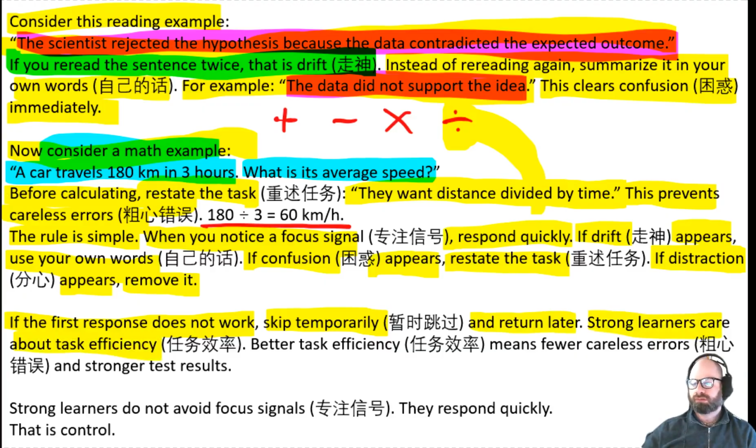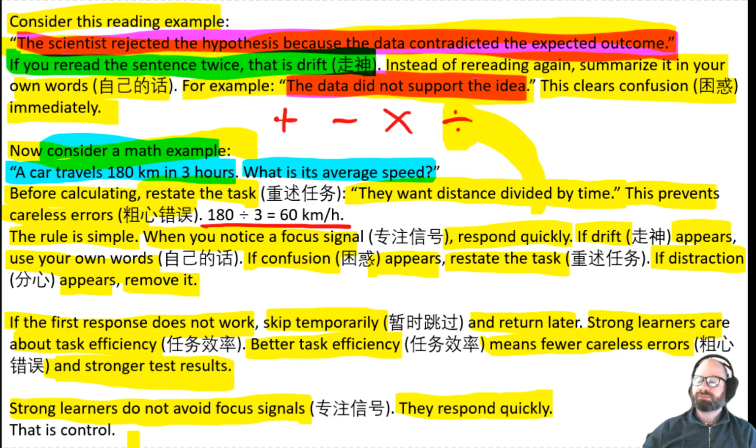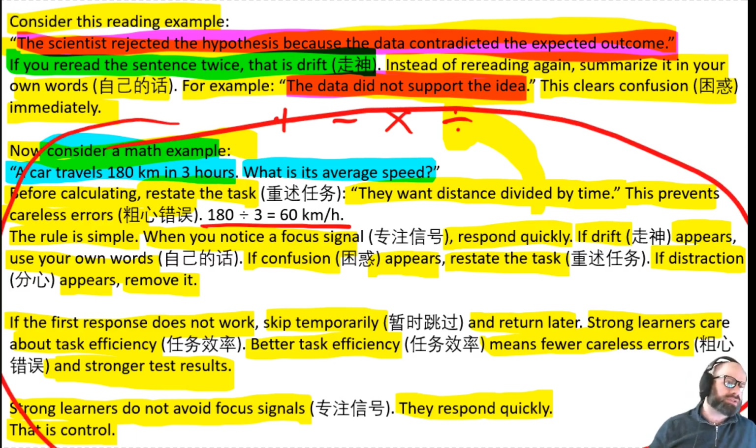Strong learners care about task efficiency. Task efficiency means fewer careless errors and stronger test results. Strong learners do not avoid focus signals. They respond quickly. That is control. Okay, now use your words to explain what you think this is trying to teach us.